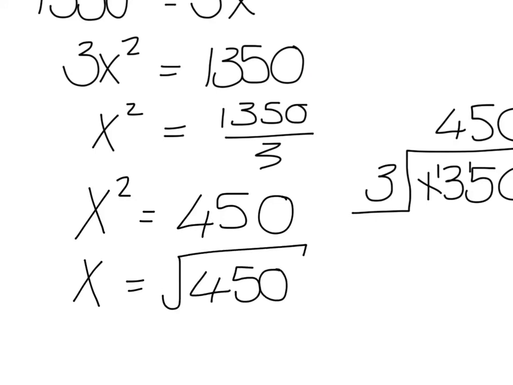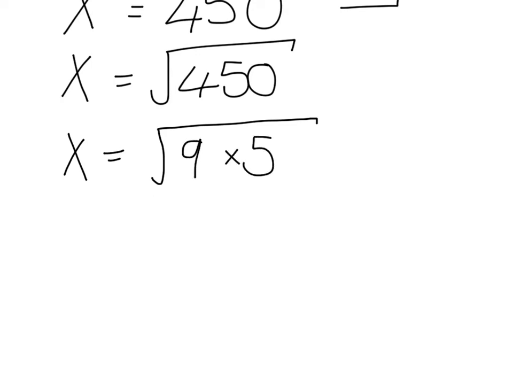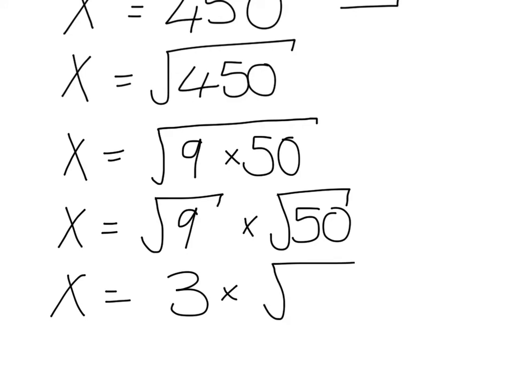Now the question asks us to leave our answer as a surd in its simplest form. So if we want to do that, then we need to simplify the square root of 450. Now, I think the easiest thing to spot here is that the square root of 450 is the same as the square root of 9 times 50. I think that's the easiest one to spot straight away, which means x equals the square root of 9 times the square root of 50, which means x equals 3 times root 50.